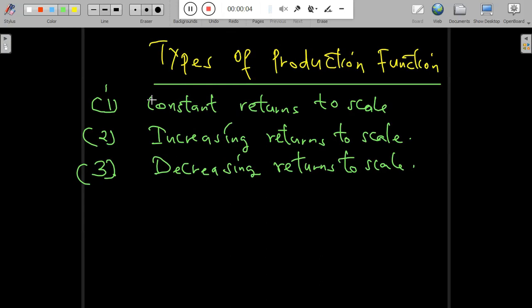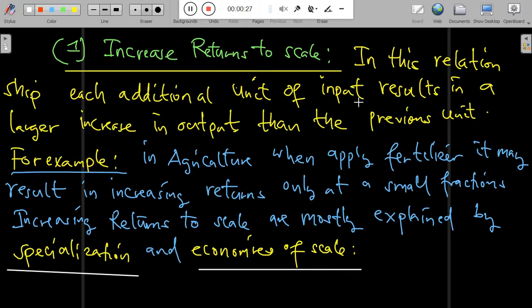We have three types of production function. The first one is constant returns to scale. The second one is increasing returns to scale. The third one is decreasing returns to scale. In increasing returns to scale, each additional unit of input results in a larger increase in output than the previous unit. For example, in agriculture, applying fertilizer may result in an increase in returns only at a small fraction. Increasing returns to scale are mostly explained by specialization and economies of scale.